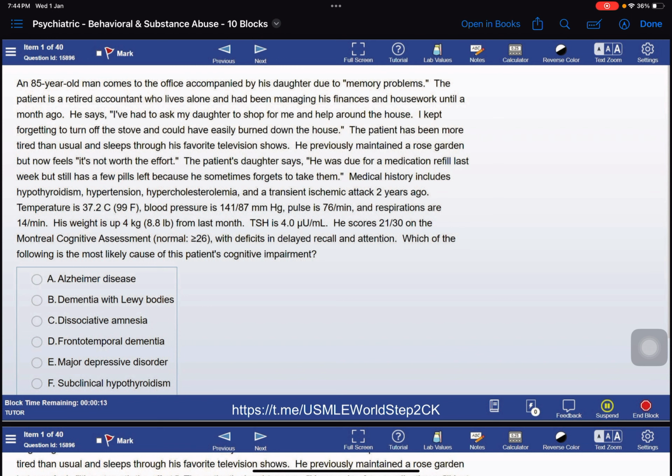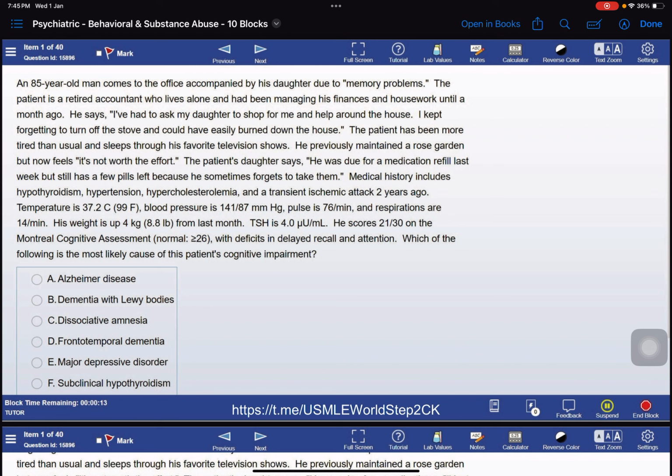You will read a question in a way: which of the following is the most likely cause of this patient's cognitive impairment? So this is an 85-year-old man who comes to the office accompanied by his daughter due to memory problems. The patient is a retired accountant who lives alone and has been managing his finances and housework until a month ago. He says, I have had to ask my daughter to shop for me and help around the house. I kept forgetting to turn off the stove and could have easily burned down the house.